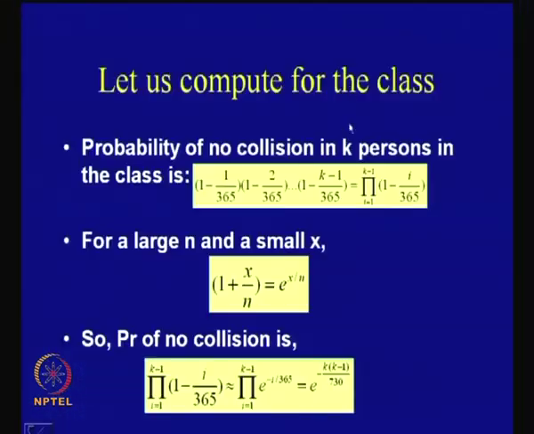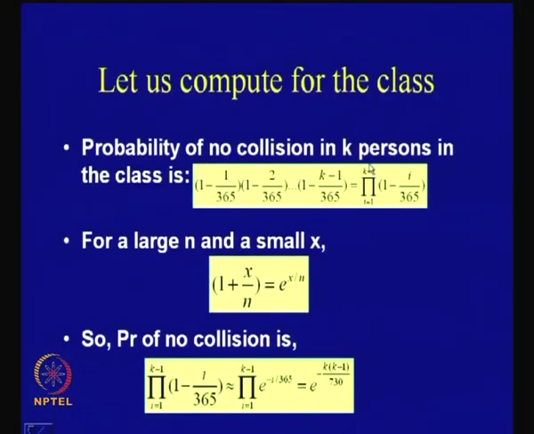Okay, so I am interested in finding out the least size of the class so that there are at least two students who are born on the same day, and the probability of this is greater than or equal to half. So we can actually compute this quite easily, and we can do this as follows.